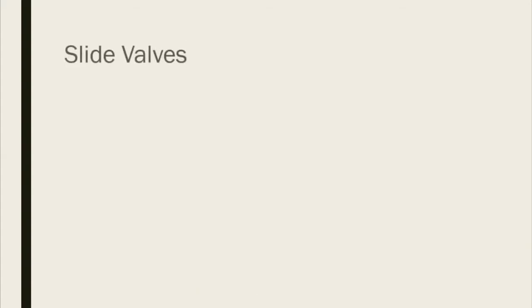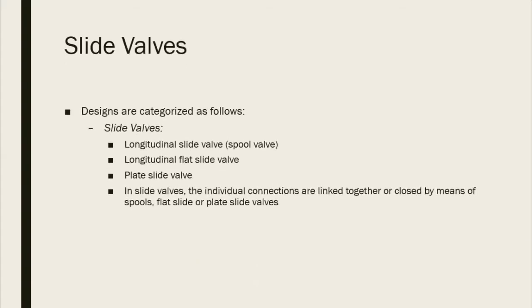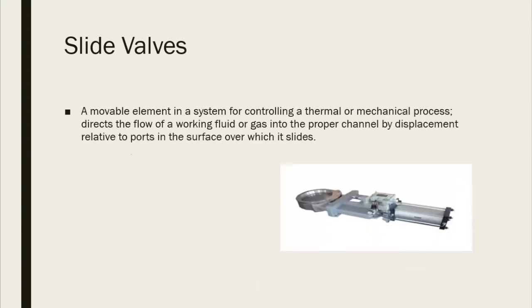The second design is called slide valves. There are three kinds of slide valves, namely the longitudinal slide valve, also known as spool valve, the longitudinal flat slide valve, and the plate slide valve. In slide valves, the individual connections are linked together or closed by means of spools, flat slide or plate slide valve. It is a movable element in a system for controlling a thermal or mechanical process.